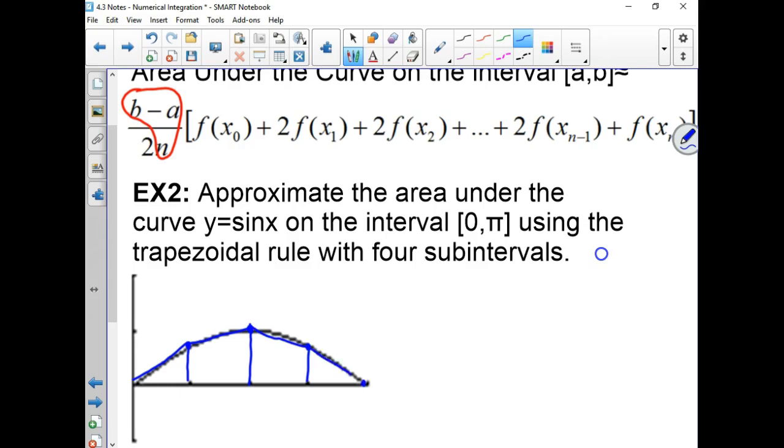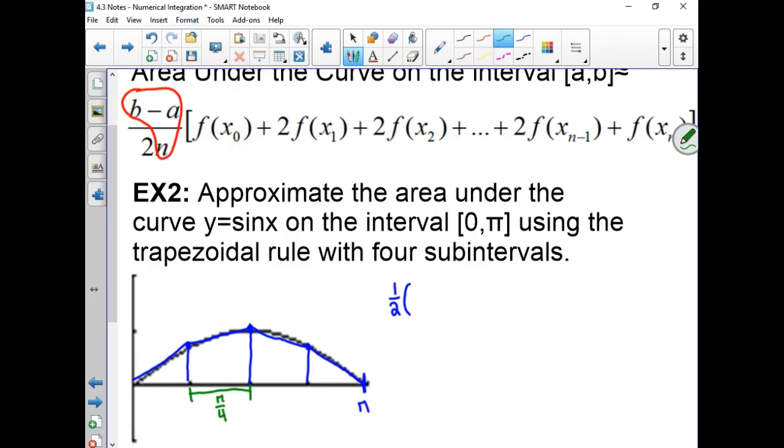We'll count them. Alright, so we could go through and find the area of each trapezoid separately, but for this I'm looking on the interval from 0 to pi. So the trapezoidal formula tells me that I would have to have 1/2 times the height, or in this case really the width of each trapezoid, which each one of these little pieces is going to be pi divided by 4.